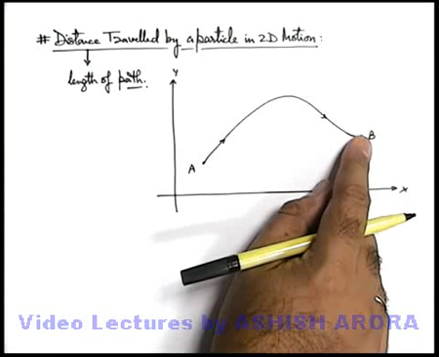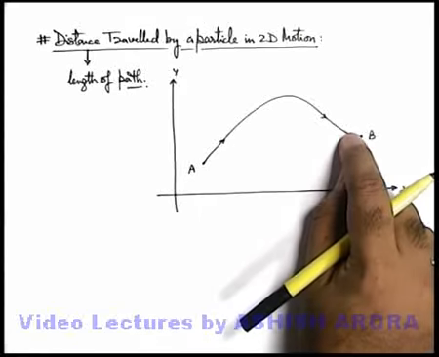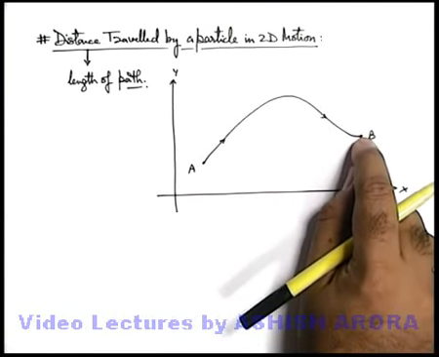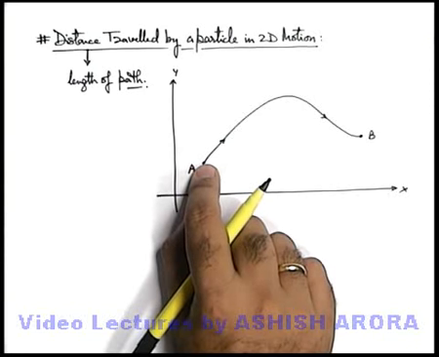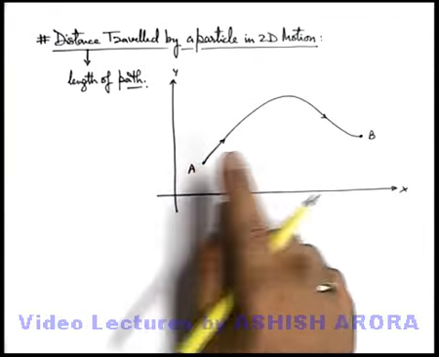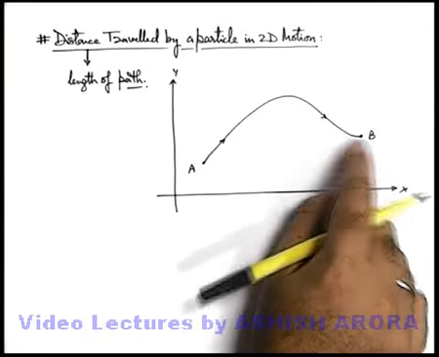If we are required to find the displacement of the particle, it can be directly calculated by using the displacement vector of point B, that is the end point of the journey, with respect to the starting point of the journey, that is A. Now, if we are required to find the distance traveled, we need to integrate the path length over this whole path.